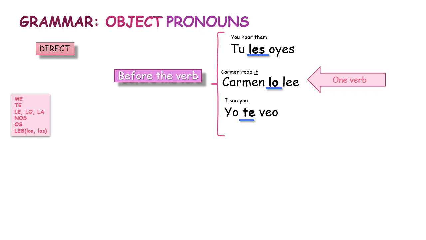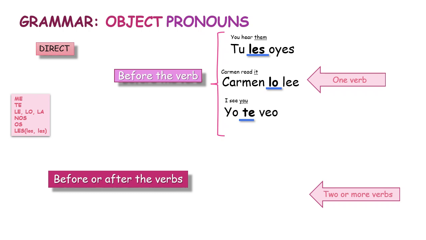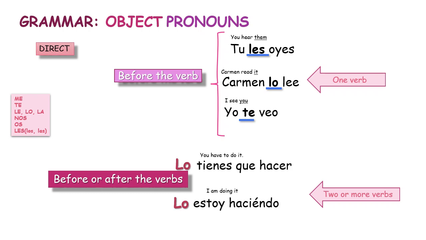And if there are two verbs, like with reflexives, you can put it either before the first verb or attached to the infinitive after the two verbs, before or after. For example, you have to do it. You can say "lo tienes que hacer" or "tienes que hacerlo", or I'm doing it, "lo estoy haciendo" or "estoy haciéndolo". Both are correct.